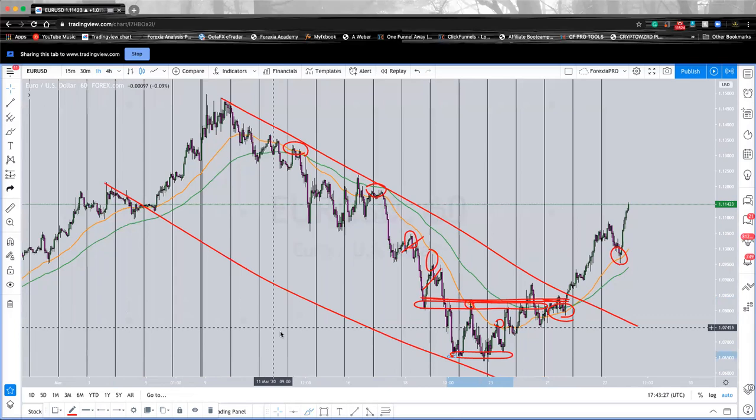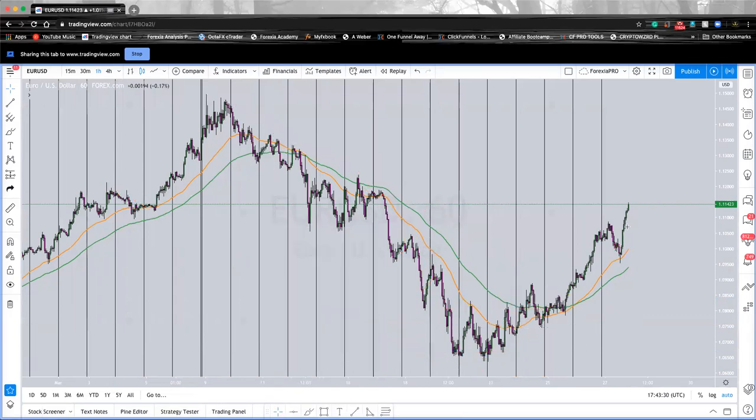And that's why I'm not really taking Euro USD buys really high. I think it's going to come back down. But let's take a look at the macro. Let's go to the weekly time frame.